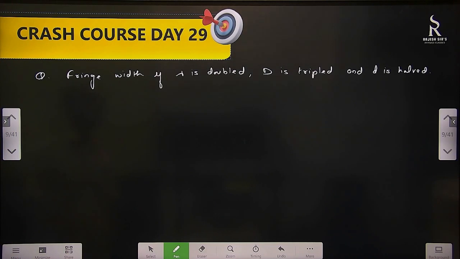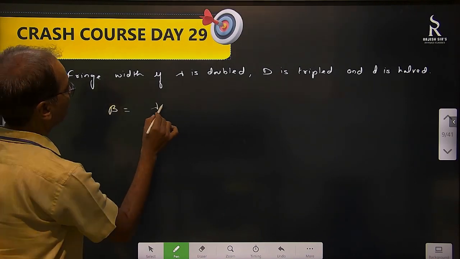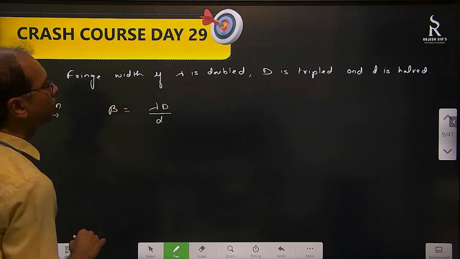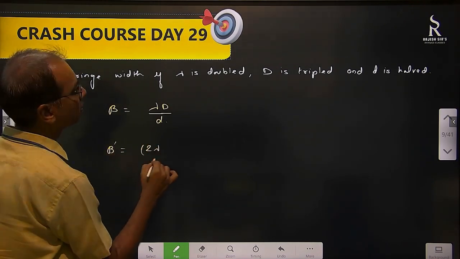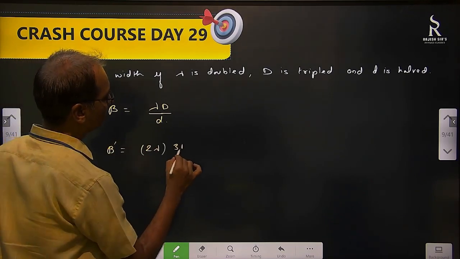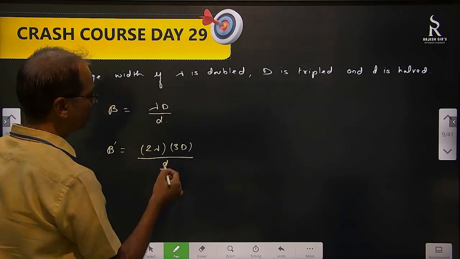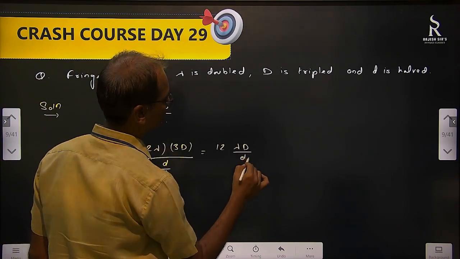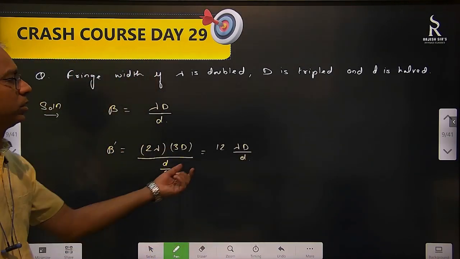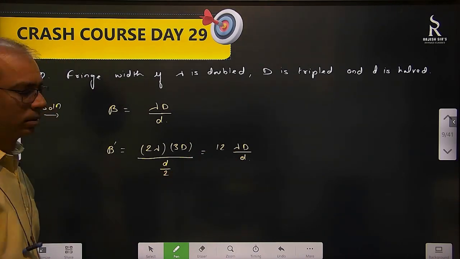Then fringe width, if λ is doubled, D is tripled and d is halved. Okay, what is fringe width? Fringe width is λD/d. So β' says λ is doubled, 2λ. D is tripled, 3D. And small d is half, so it's d/2. So 2 into 3, 6, into 2, 12. So it is 12λD/d. It becomes 12 times. β' is 12β. Okay.